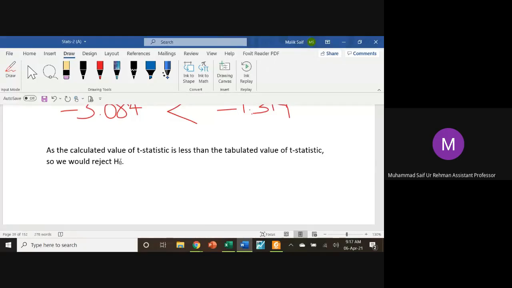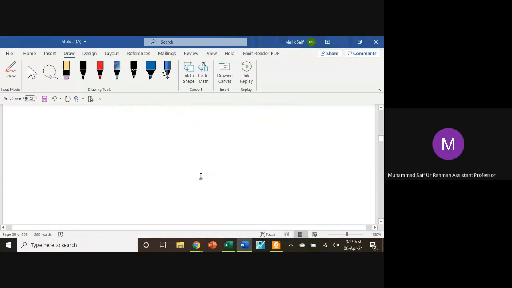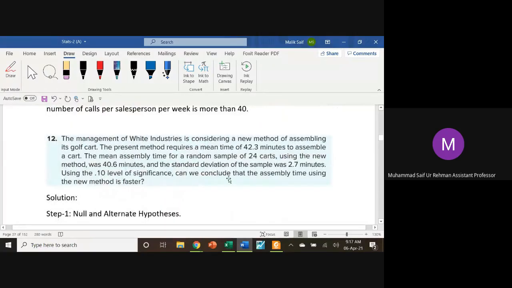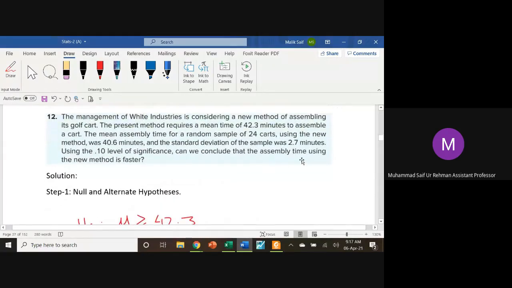Okay, so you will write down in this way, and then you will write down the next step, and that is step 6, interpretation. How will you interpret this? You will come again to the question and you will see the story. Can we conclude that the assembly time using the new method is faster?